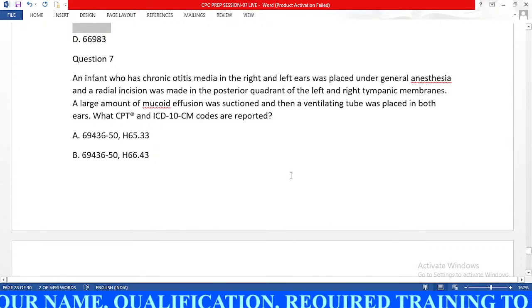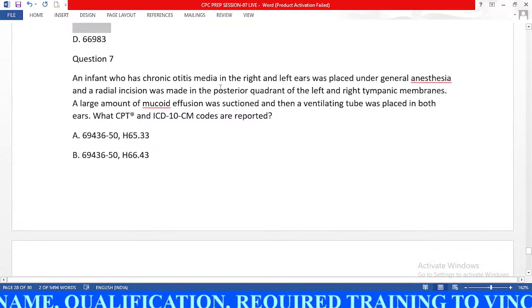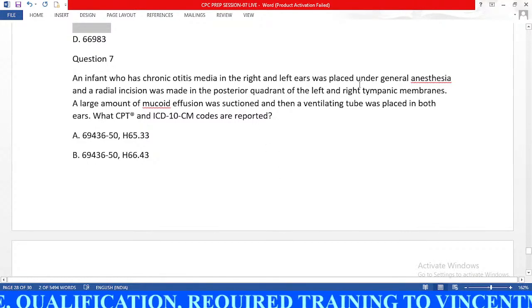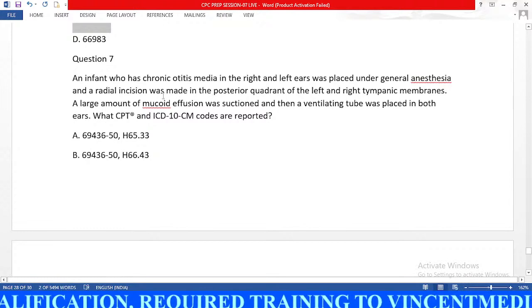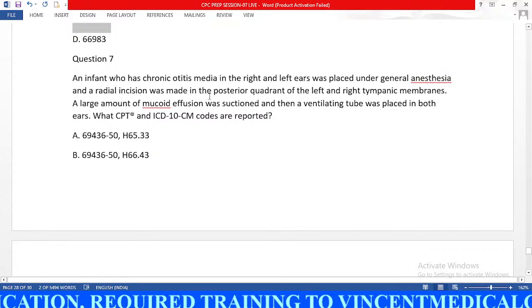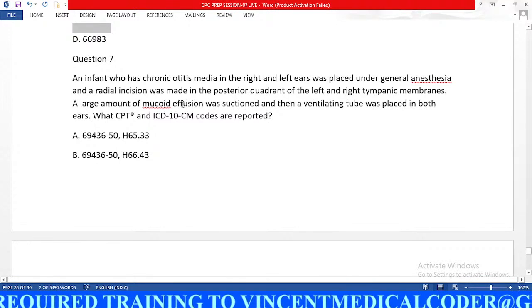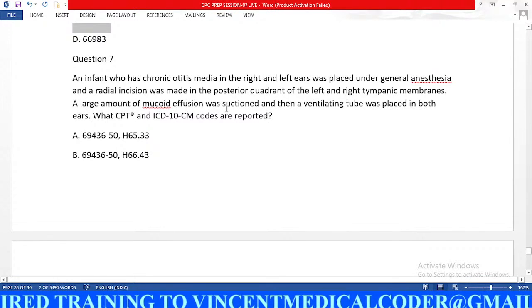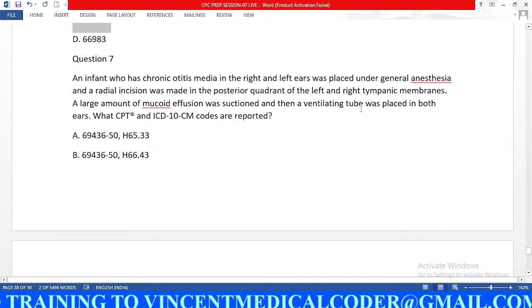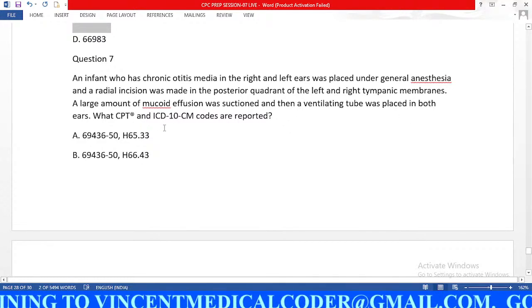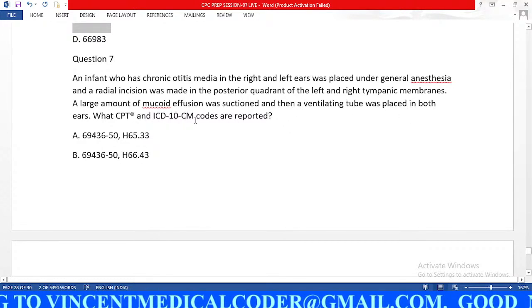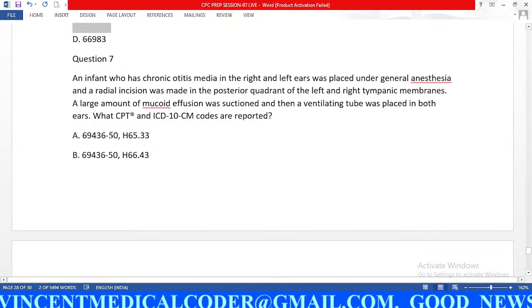So an infant who has chronic otitis media in the right and left ears was placed under general anesthesia, and a radial incision was made in the posterior quadrant of the left and right tympanic membranes. A large amount of mucoid effusion was suctioned and then ventilating tube was placed in both ears. What CPT and ICD-10-CM codes are reported?